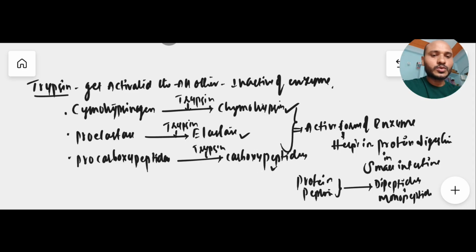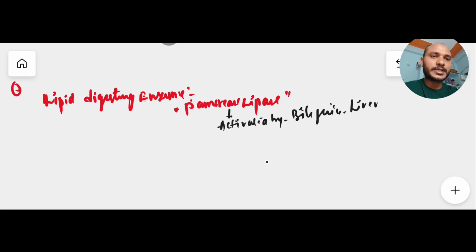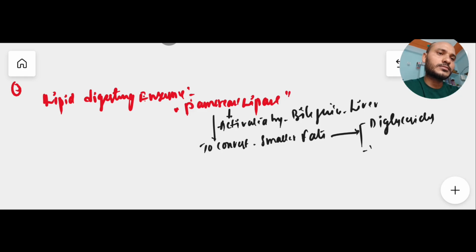Now we will move on to another important enzyme contained in pancreatic juice. The lipid digesting enzyme is pancreatic lipase, which gets activated by bile juice, which is secreted from the liver. Once the pancreatic lipase gets activated by bile juice, it helps convert fats into di- and monoglycerides. So the formation of diglycerides and monoglycerides from fats occurs because of pancreatic lipase.